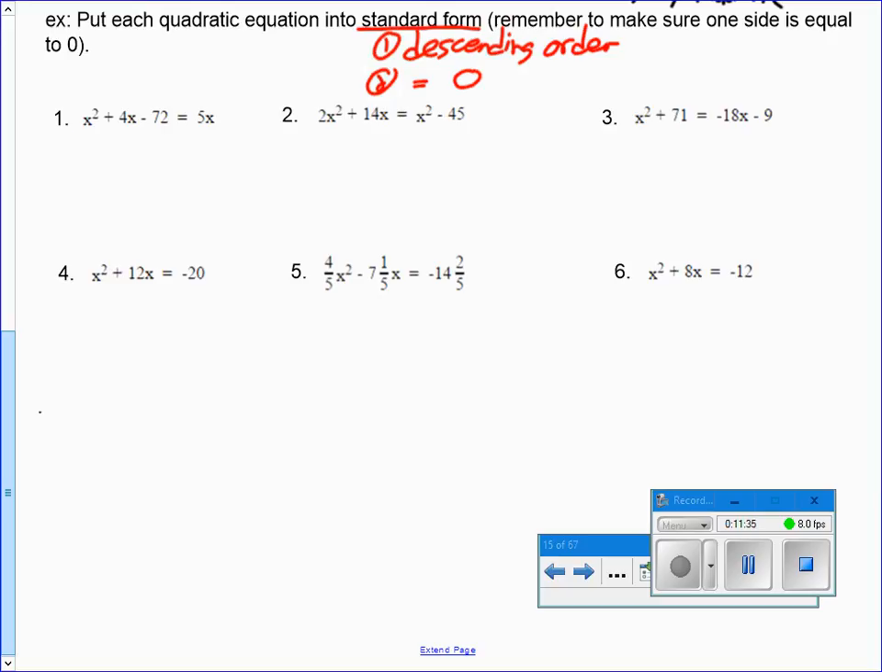So if we look at one like number 1, right, it's already in descending order, but it's not equal to 0. So that's what we have to do, is make this side equal to 0. And to do that, we're going to subtract 5x. Right, just like moving terms around, like practicing solving literal equations. We're not solving, we're just moving them around. Alright, now it's descending order, x squared, then x, and constant, and equal to 0, so it's standard form. One thing we do is make sure we're only combining like terms.